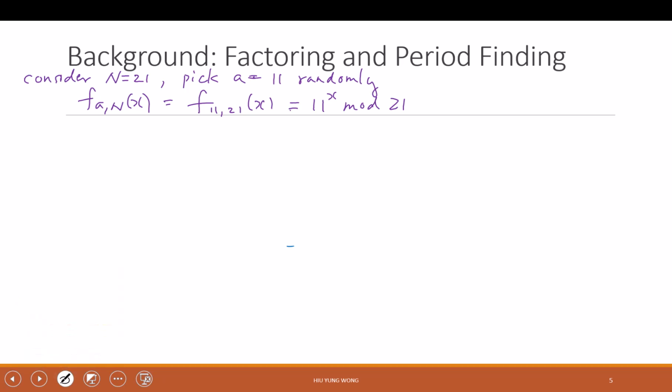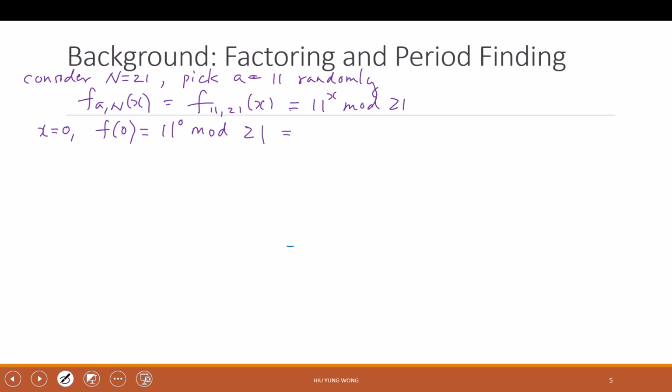Okay. So let's try one by one, right? So let's start with x equal to 0. Then f of 0, x equal to 0, right? Can you tell me what is f of 0? Based on definition, I mean, give me the expression first. 11 to the 0 mod 21. Thank you. And he said it is 1.